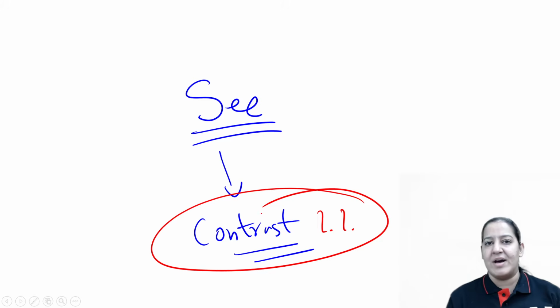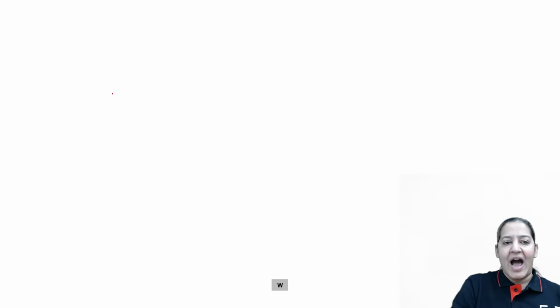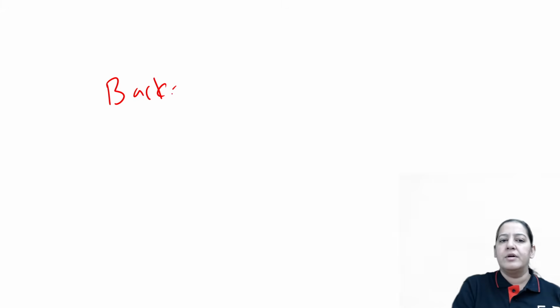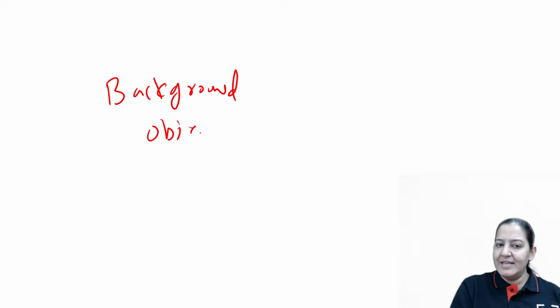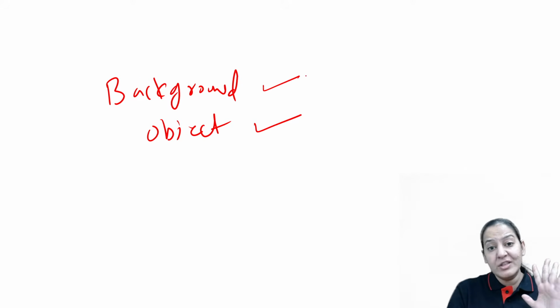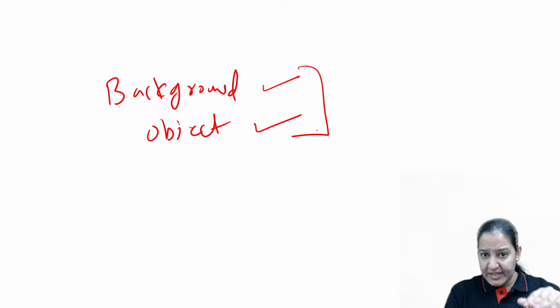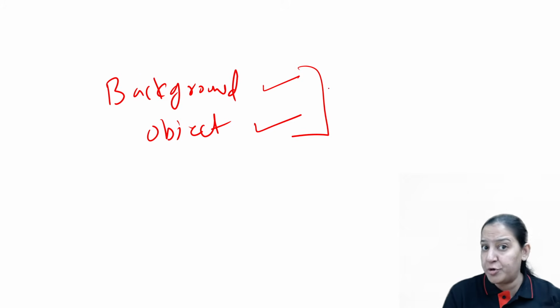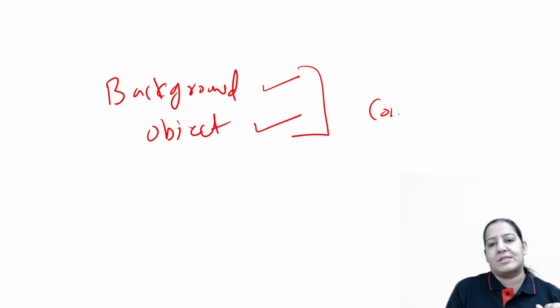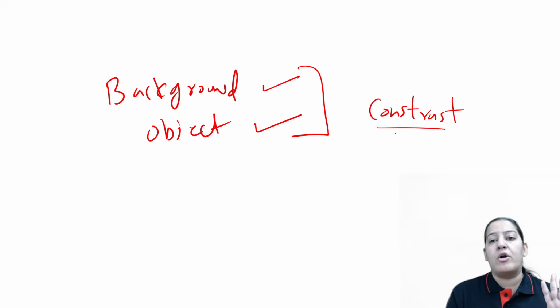What is the meaning of the contrast? The meaning of the contrast: either the background is transparent and the object on it is colorful, or vice versa. The background is colorful, the object is transparent. So if any one of them is transparent, the other should be colorful to provide the contrast. Then only will the thing be visible to you. You got my point? Contrast must be there.